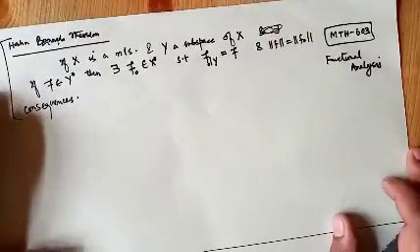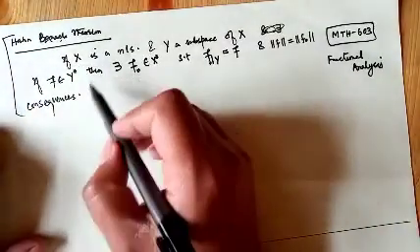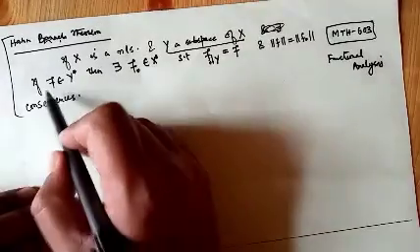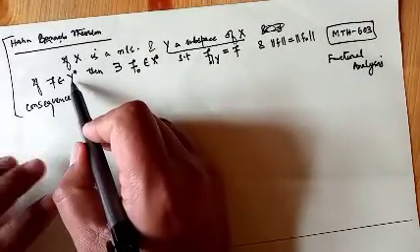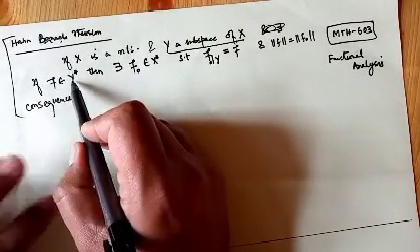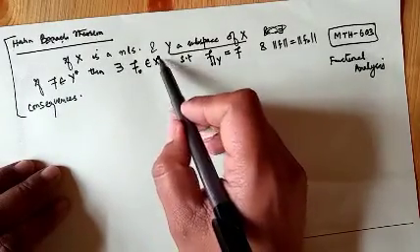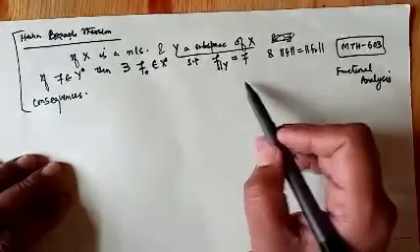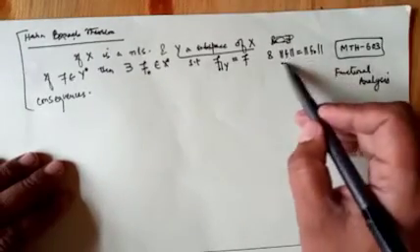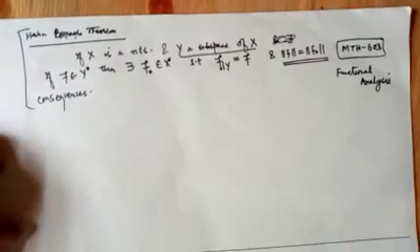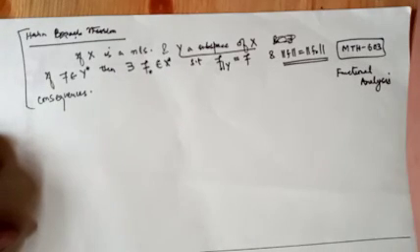Now, as we know, the Hahn-Banach theorem states that if X is a normed linear space and Y is a subspace of X, and f naught is a bounded linear functional defined on Y, then it can be extended to a bounded linear functional defined on the whole space such that norm of f is equal to norm of f naught. We have discussed it in almost 3 lectures. We finished it.